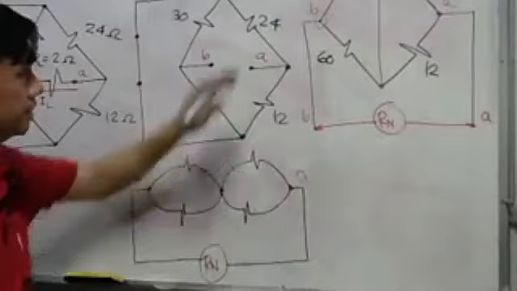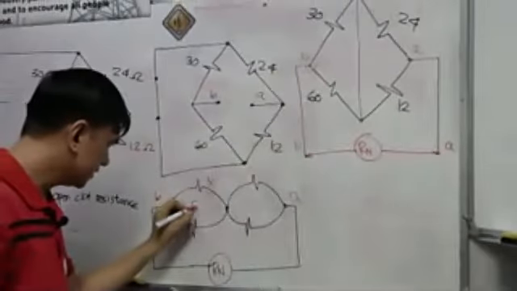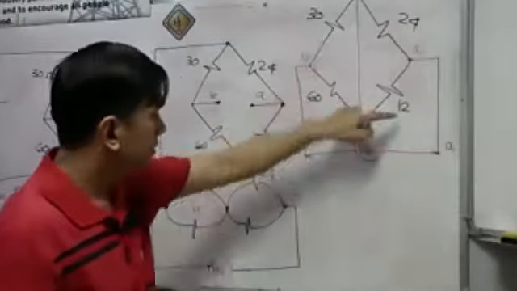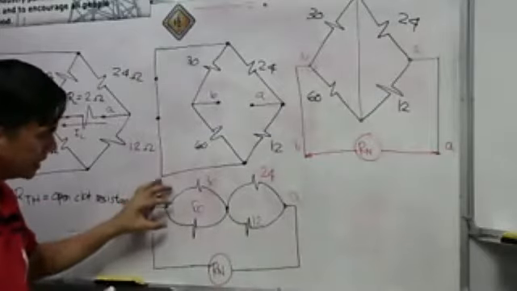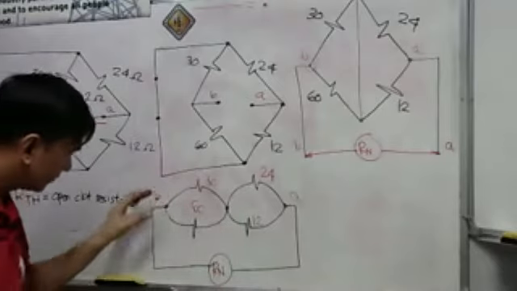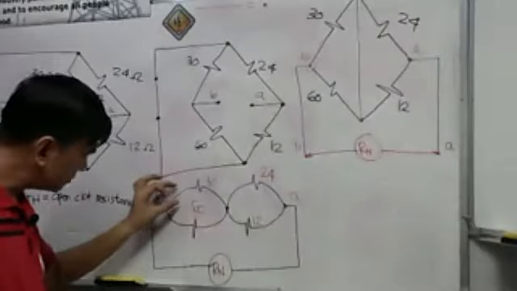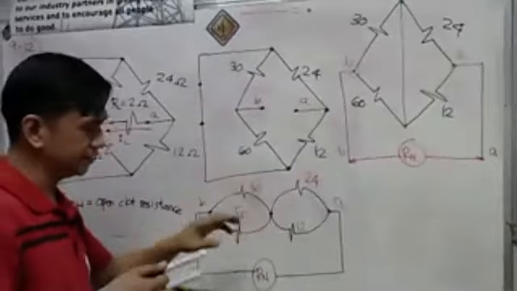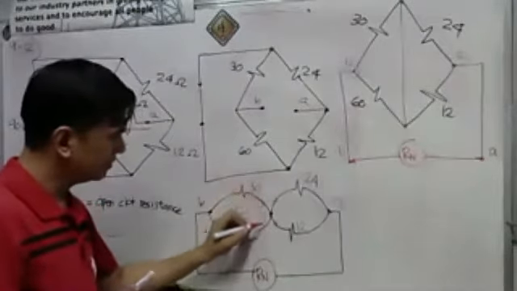Take a look here. This is our 30 ohms, and this is our 60 ohms. Then we have the 24 ohms here, then we have the 12 ohms. What will happen here? This is like the eye of Spider-Man. Look at Spider-Man's eyes. This 30 and 60 will be in parallel. And also the 24 ohm and the 12 ohm resistor are in parallel.